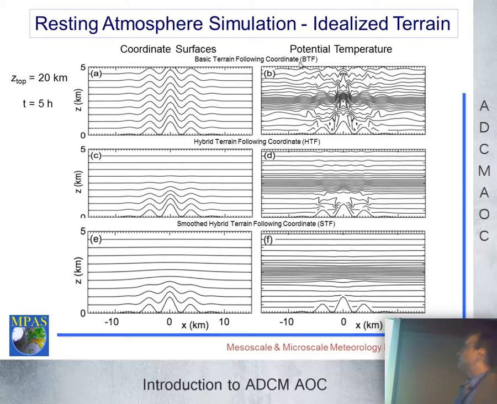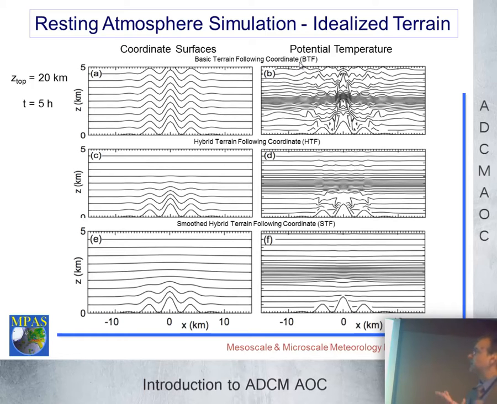So this is showing three examples: the basic terrain following coordinate, the hybrid terrain following coordinate, which keeps the terrain elements higher up but stops at some level here, and then the smooth hybrid one, which is a little smoother, you can tell, than this one, in terms of the coordinate surfaces as you go higher up. And this shows the potential temperature.